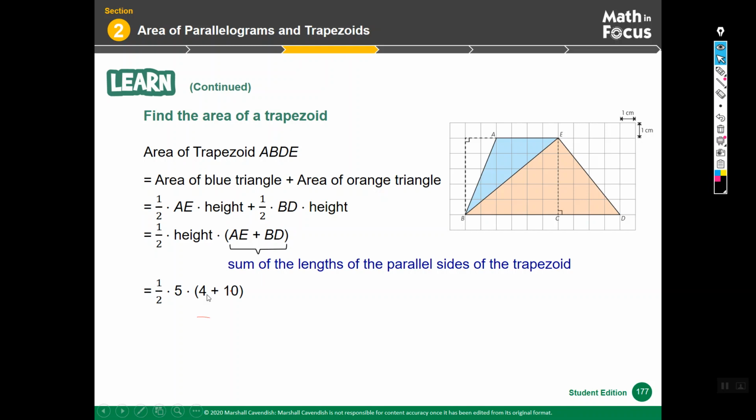And here they've actually put those base numbers in. So if you counted the blue one, 1, 2, 3, 4, that's where the 4 comes from. And 1, 2, 3, 4, 5, 6, 7, 8, 9, 10. Okay, so then they just added those together and we get 1/2 multiplied by 5 multiplied by 14. And if you did that math, then you would get 35 centimeters squared.